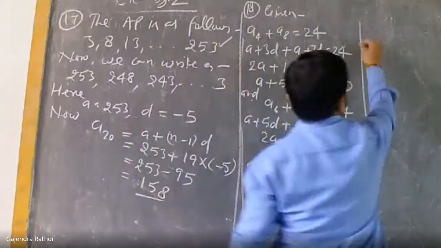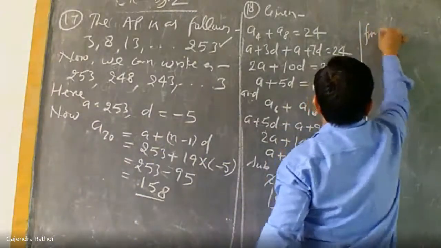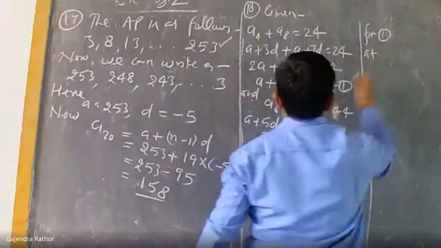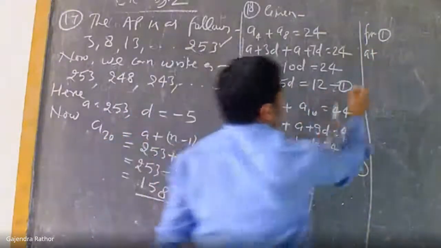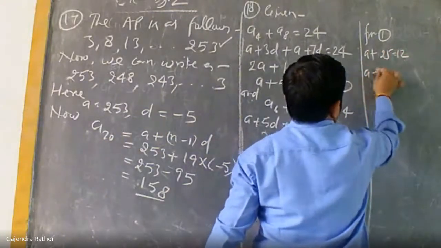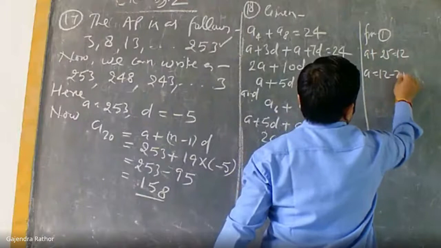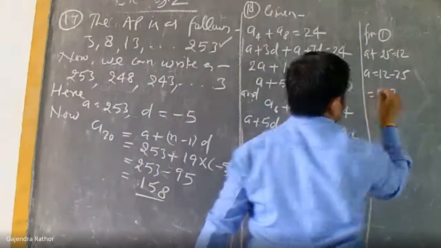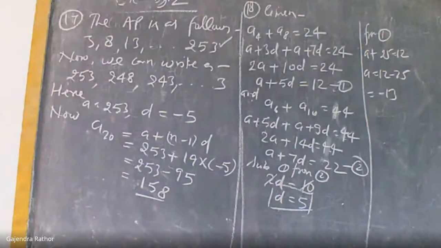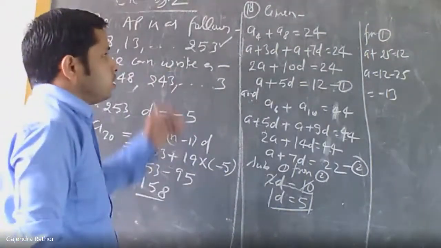So from the first equation, A plus 5B is equal to 12. A plus 5 times 5, that is 25, so A plus 25 is equal to 12. A is equal to 12 minus 25, that is minus 13. So we also got the value of the first term, minus 13.